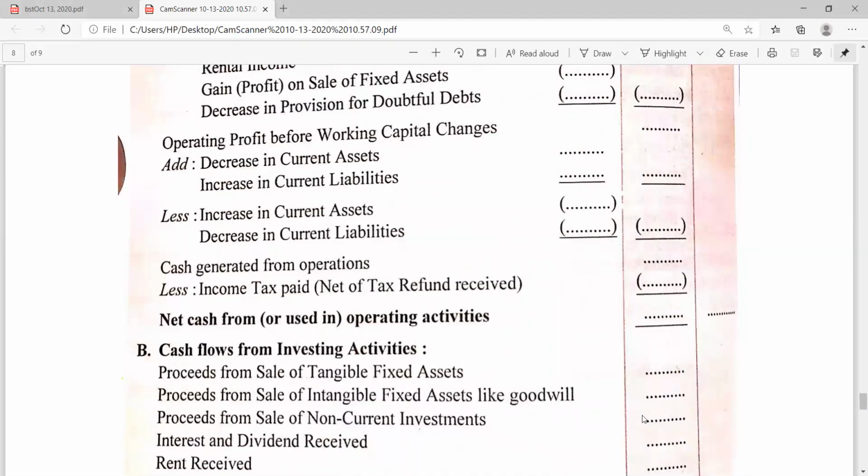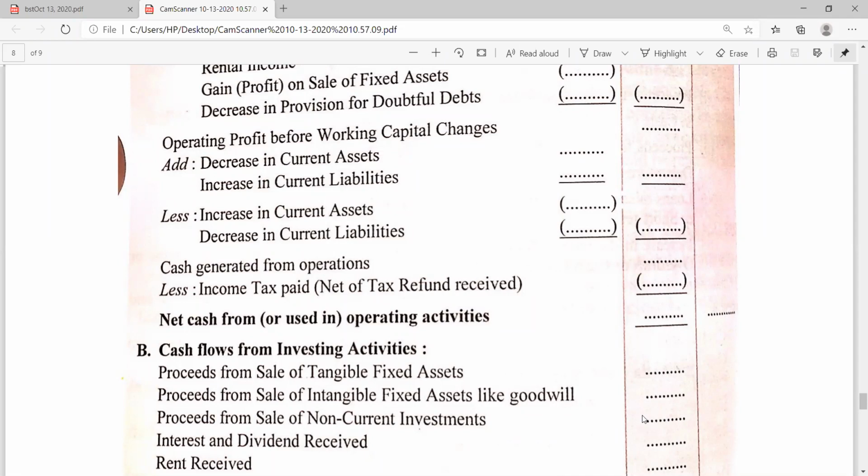Now, the effect of the working capital. Working capital means the difference of current assets and current liabilities. Whenever the current assets decrease, what happens in that case? Decrease in current assets means working capital will also decrease. And increase in current liability also means working capital decreases. So decrease in working capital will be added, while the increase in working capital will be deducted. So decrease in current asset or increase in current liability will be added. Increase in current asset or decrease in current liability will be deducted.